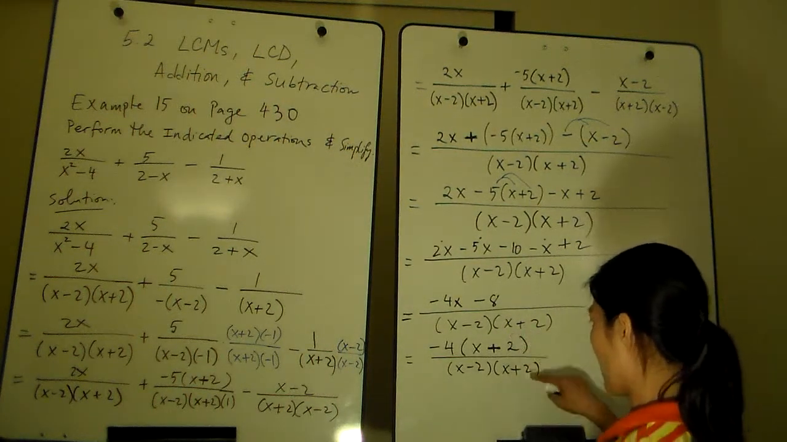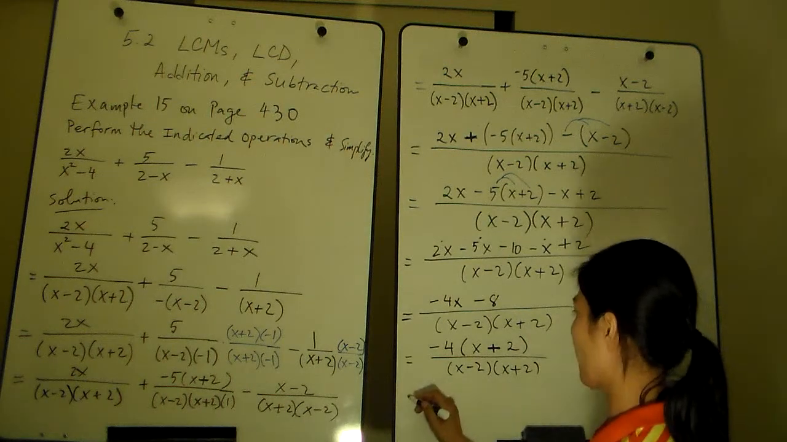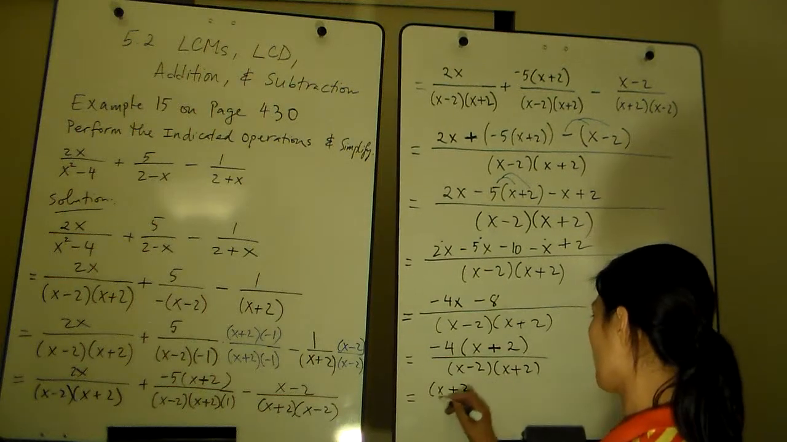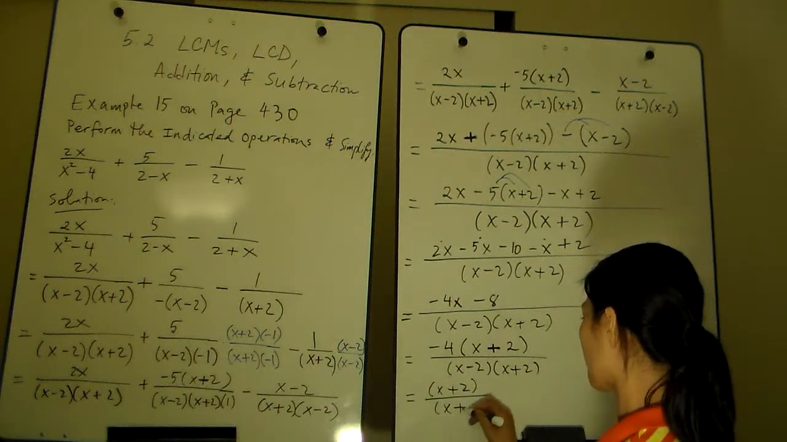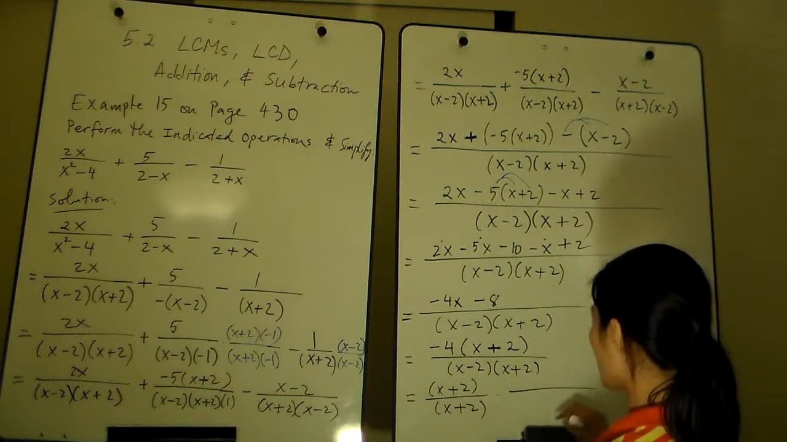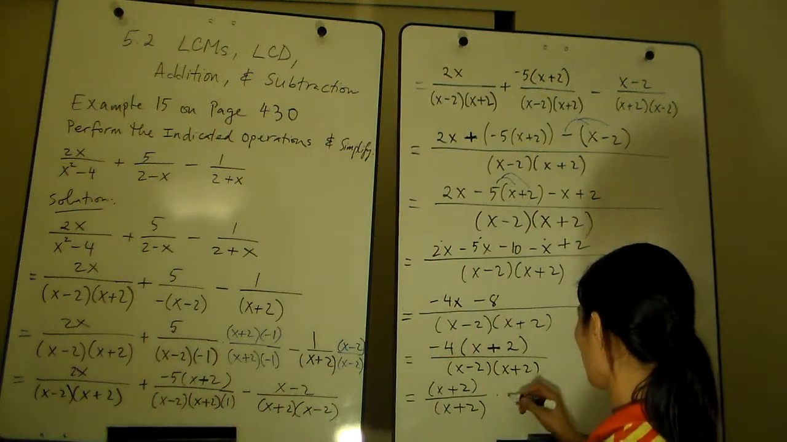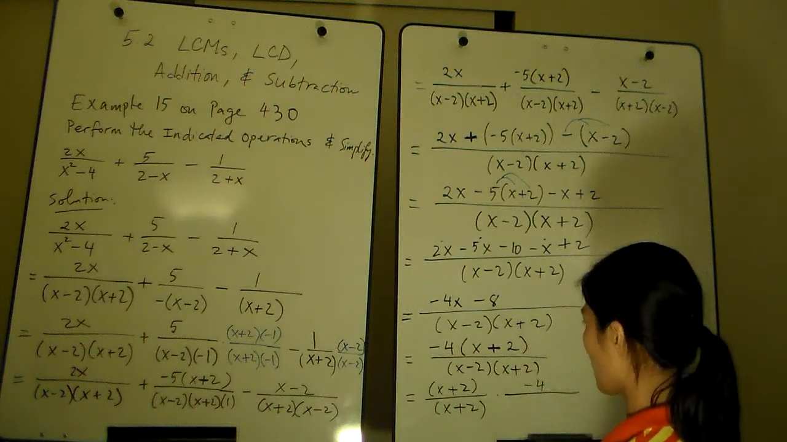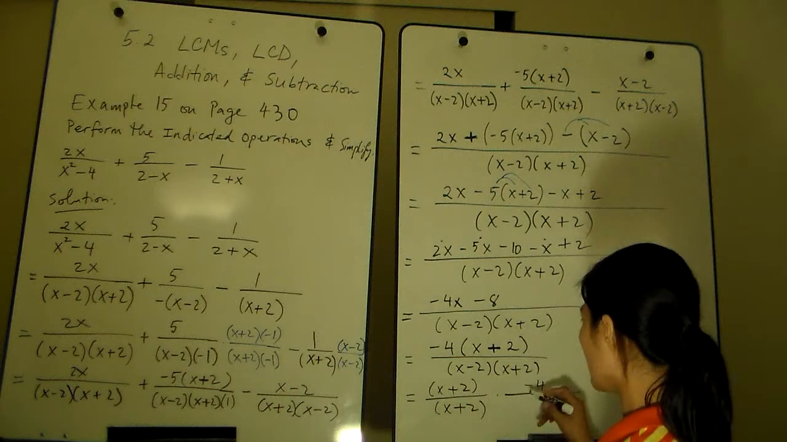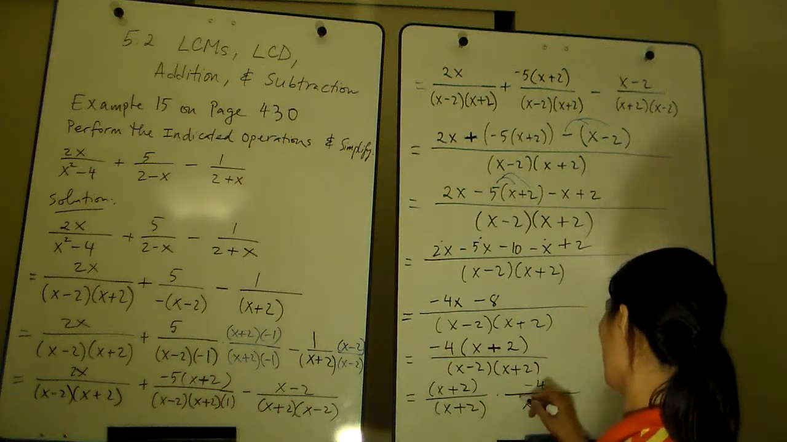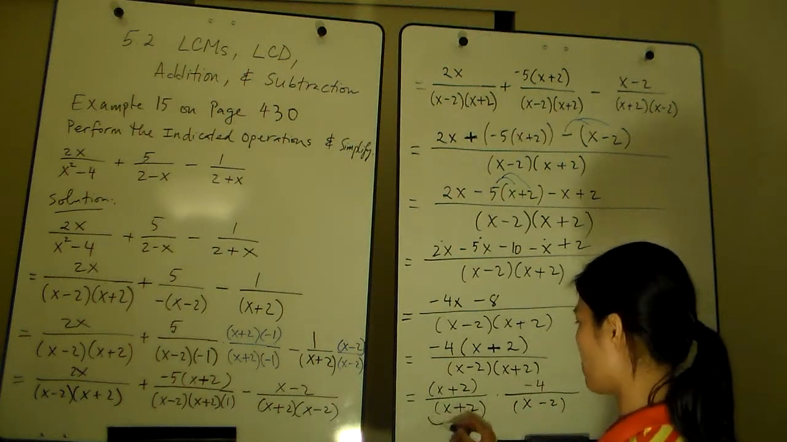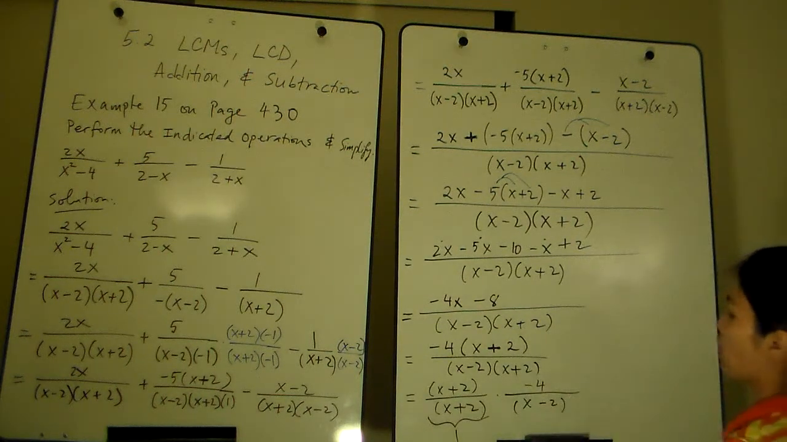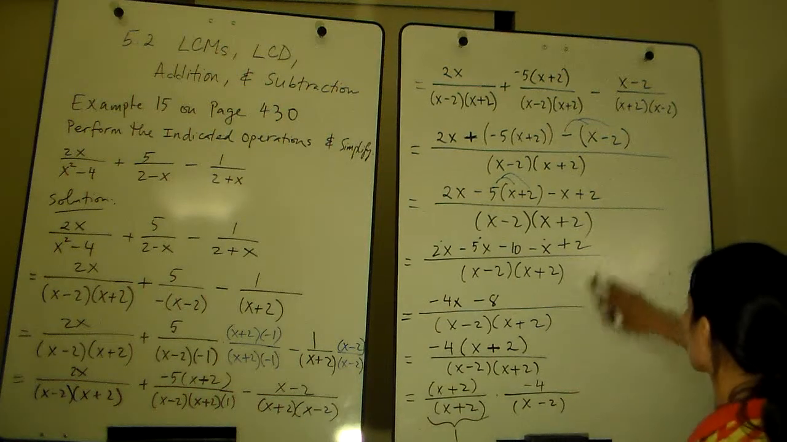Now, x plus 2 and x plus 2, you can factor out x plus 2 divided by x plus 2. The remaining term in the numerator, with x plus 2 out, is negative 4. In the denominator, with x plus 2 out, the remaining is x minus 2. X plus 2 divided by x plus 2 is 1. 1 times this is negative 4 divided by x minus 2.